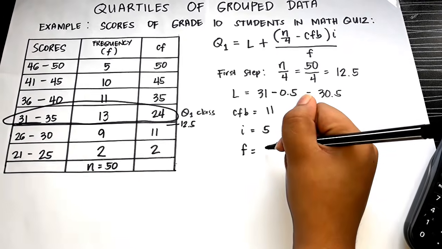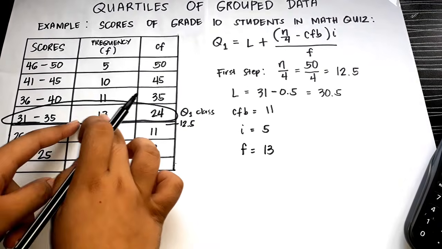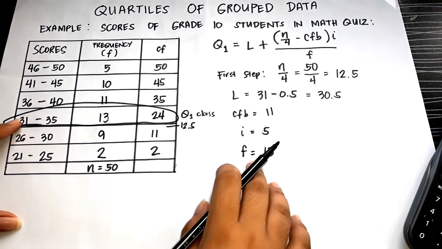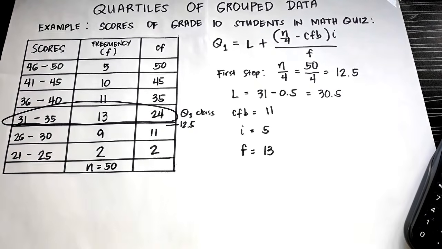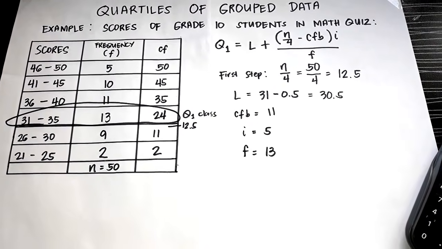And then, F is the frequency of the quartile 1 class, that is 13. That is the frequency of the quartile 1 class. Again, this is our quartile 1 class. The frequency F is 13. Now, all of our values are complete for our quartile 1 class.